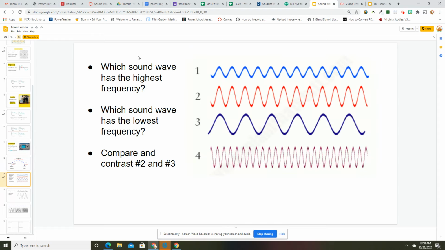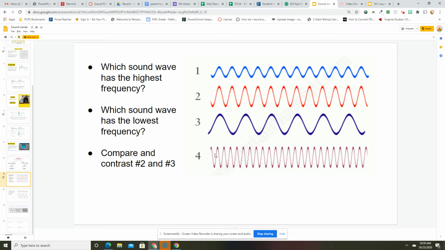All right, which sound wave has the highest frequency? The highest pitch? Well, that would be number 4 because the wavelengths are closer together. Which sound would have the lowest frequency, the lowest pitch? That would be 3. So 4 would be the highest, then 2, then 1, then 3.